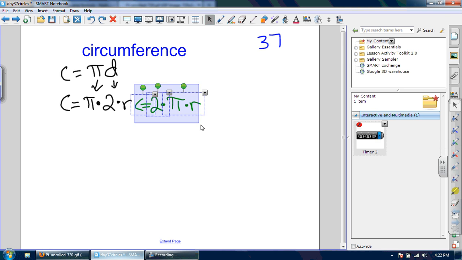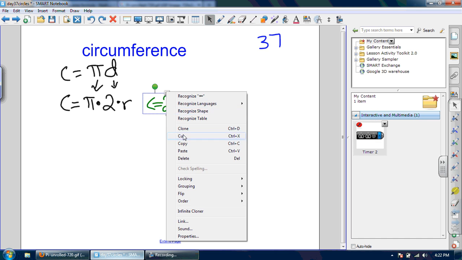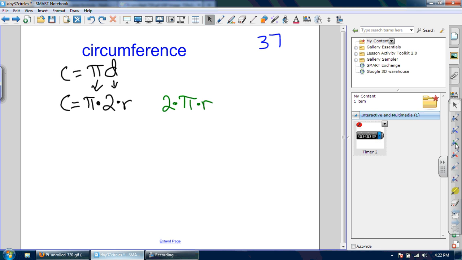Slide this over, and make a better C here.